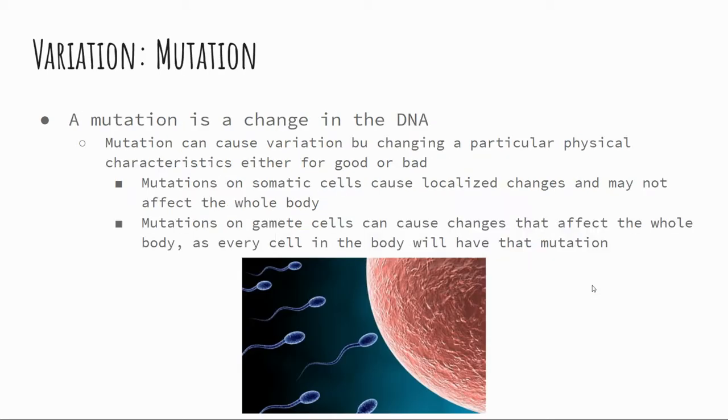Mutations can also cause variation. So a mutation is a change in DNA. Mutations on somatic cells can localize changes and may not affect the whole body. Remember what somatic cells are: all cells except sex cells. Mutations on gametes or sex cells can cause changes that affect the whole body, as every cell in the body will have that mutation.